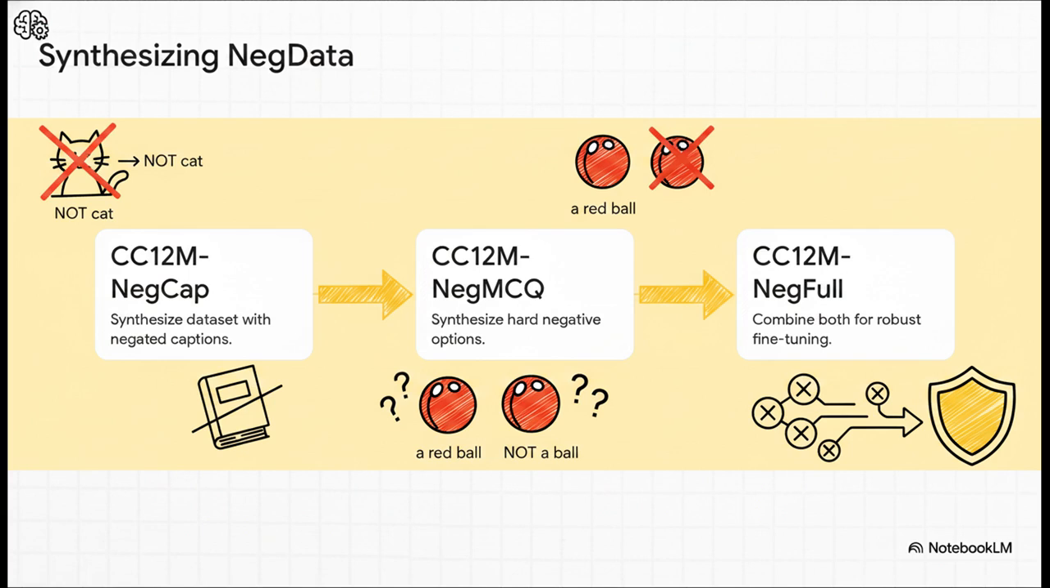Then they built CC12M-NegMCQ, which actually forces the model to do fine-grained reasoning. It makes the model choose between highly similar captions where the only difference is the negation of a single object. We call those hard negative options. Combining these two creates a powerful fine-tuning dataset called CC12M-NegFull.